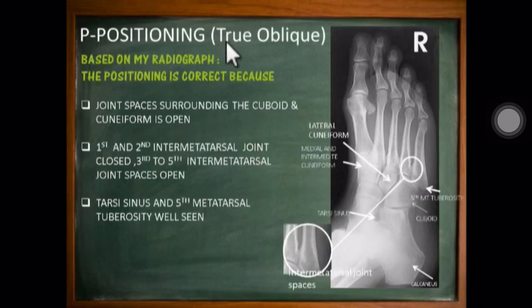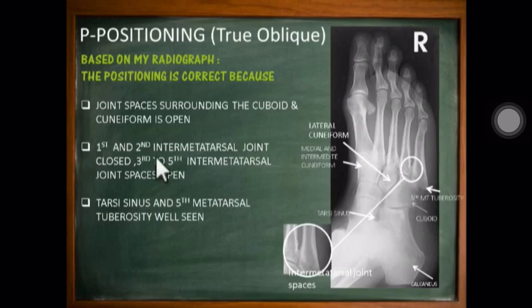For the positioning, this is the positioning criteria of the true oblique. First, the joint space surrounding the cuboid and the cuneiform is open. This is the cuboid and this is the cuneiform. And the joint space between the cuboid and the cuneiform is open.